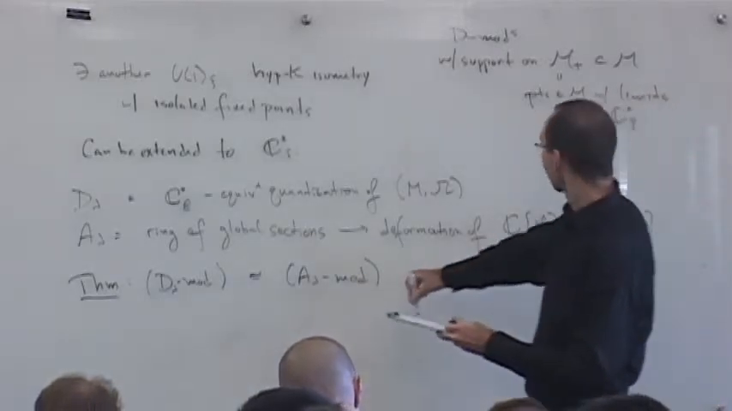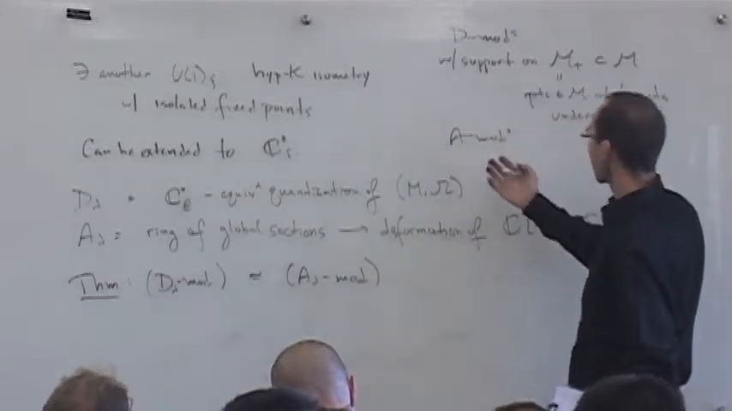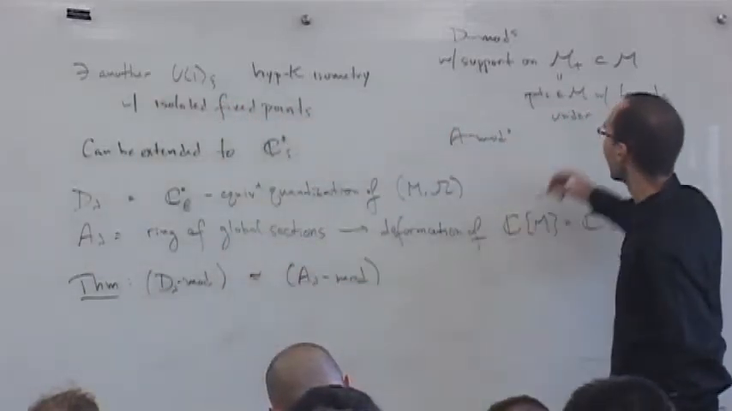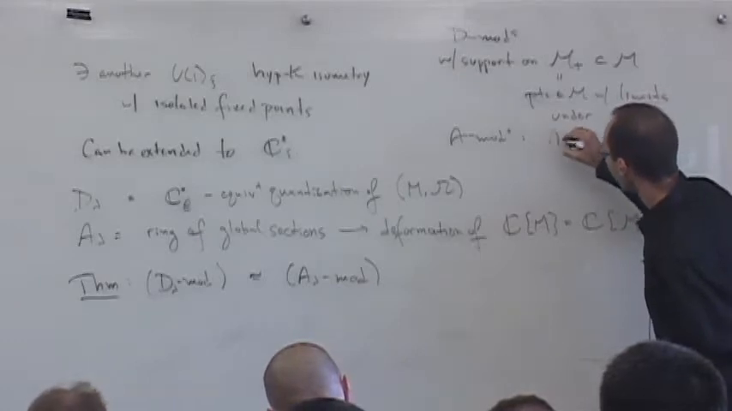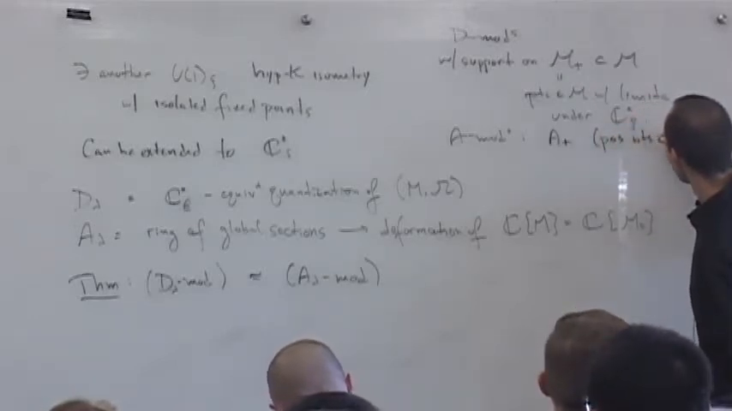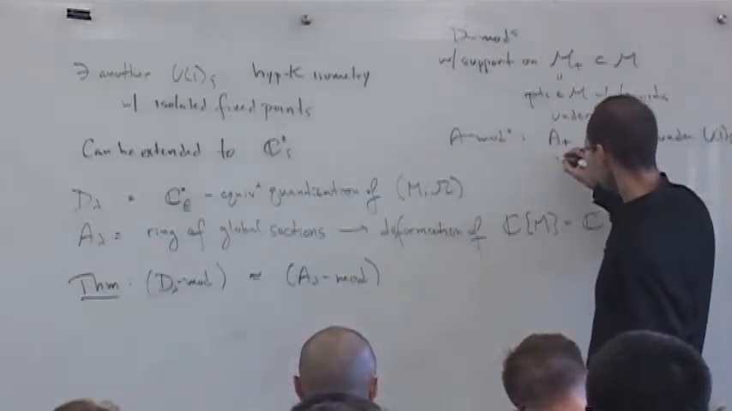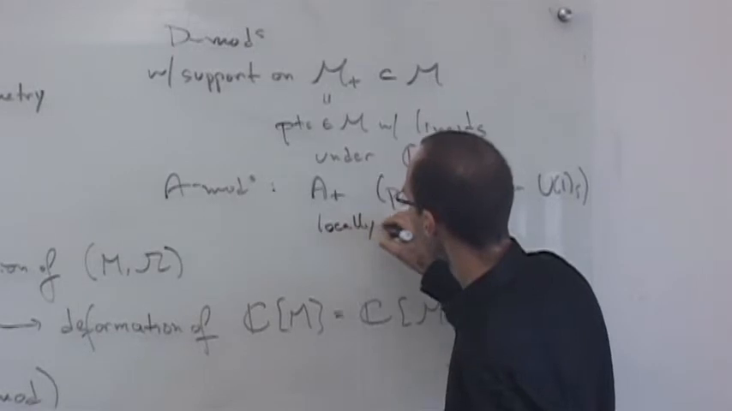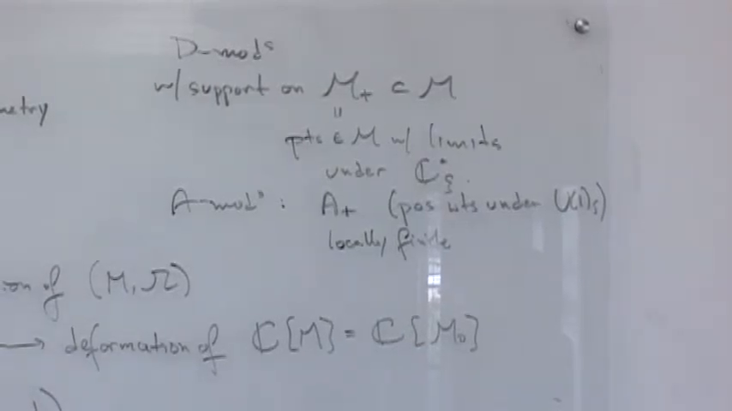And over here, the A modules are required to have a locally finite action of A+. So U1 Xi gives a grading on the algebra A. And there's some subalgebra A+ that has all positive weights. And we're requiring that the action of this is locally finite. So that's the equivalent of the highest weight condition that existed for SL2.